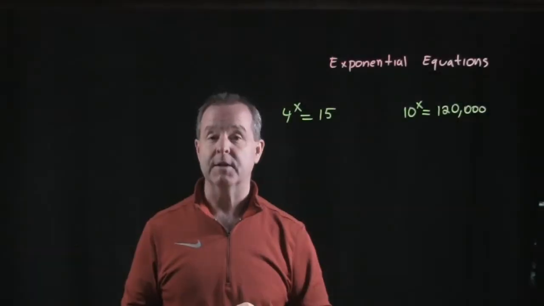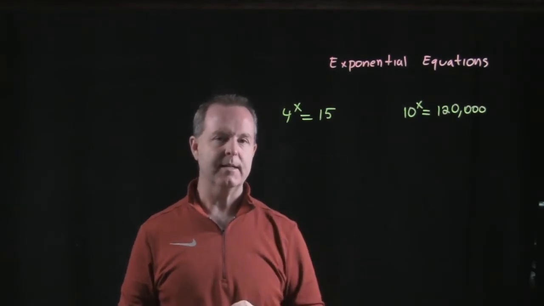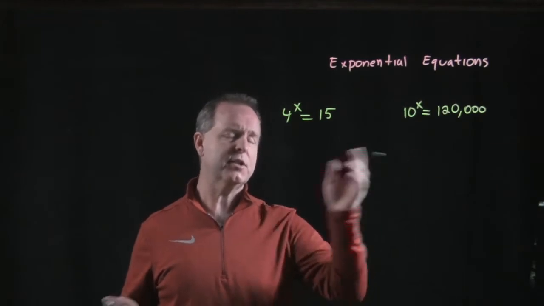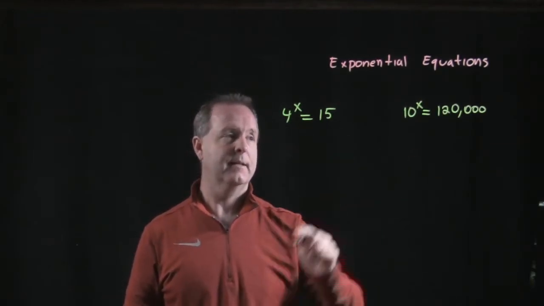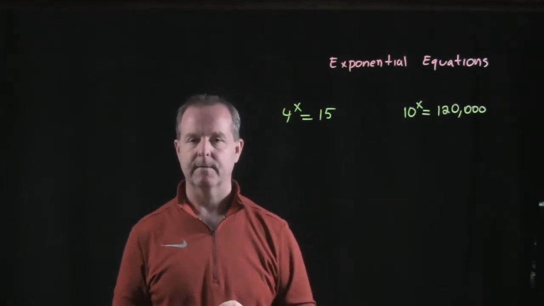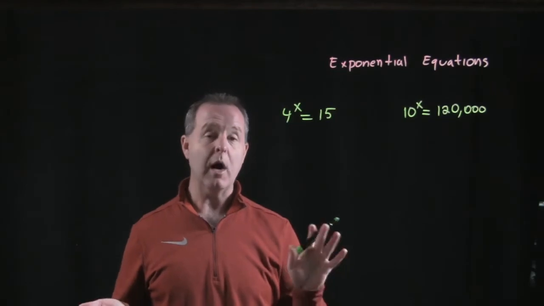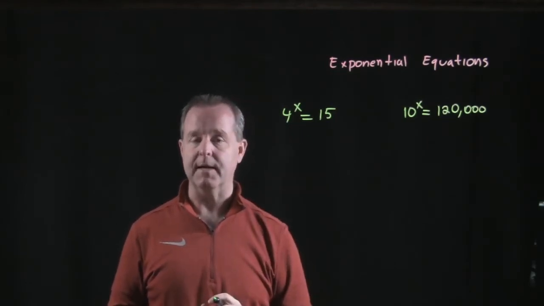Now there's some exponential equations that if we try to set both sides to the same base, we can't do that. Here's just two examples. 4 and 15 don't share a common base. And likewise, 10 and 120,000 don't share a common base. So what do we do? Well, logarithms can be very helpful for us in trying to solve these types of things.